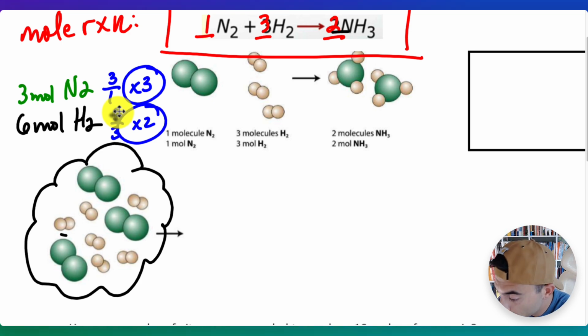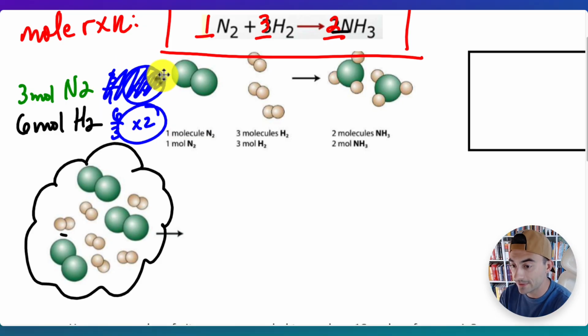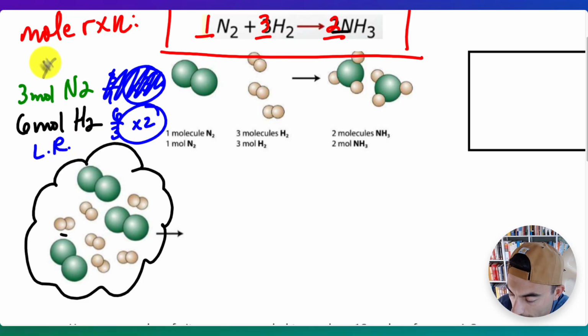So we are literally limited by the smallest scale factor, the least number of times we can run the reaction through. So we will only be able to run the reaction 2 times as a result of the hydrogen. That makes hydrogen our limiting reactant and nitrogen our excess. Limiting meaning it literally limits how far the reaction can run. It's going to run out first, so it stops the reaction from proceeding any further. The excess reactant is what we will have left over.